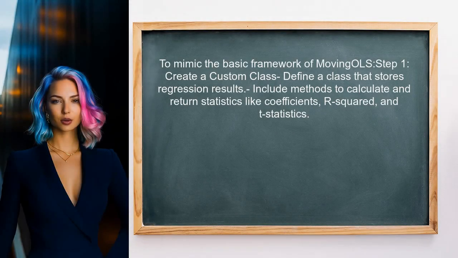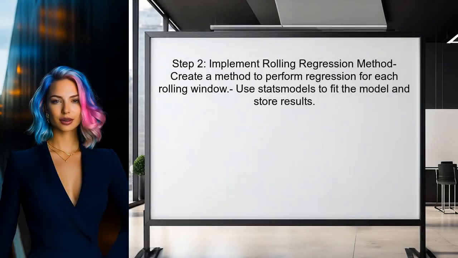To mimic the basic framework of Pandas' moving OLS, the user can create a custom class that stores the results of the regression analysis. This class will allow access to various statistics without needing to rerun the regression each time. Next, the user should implement a method within this class to perform the rolling regression. This method will take the dependent and independent variables as inputs and compute the regression for each window.